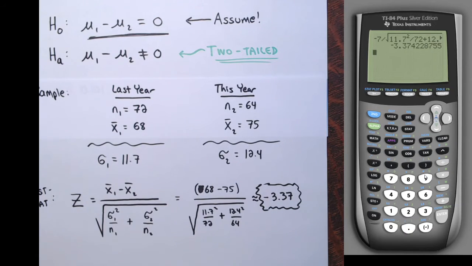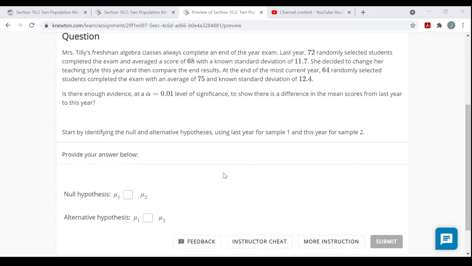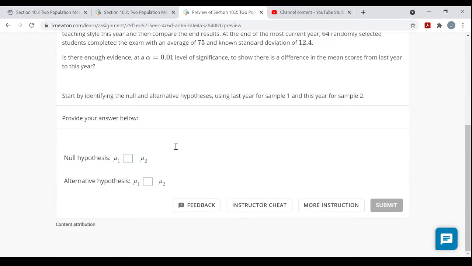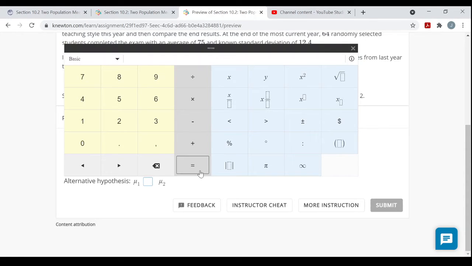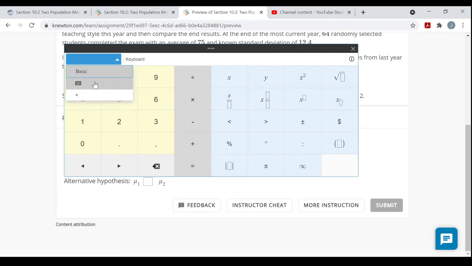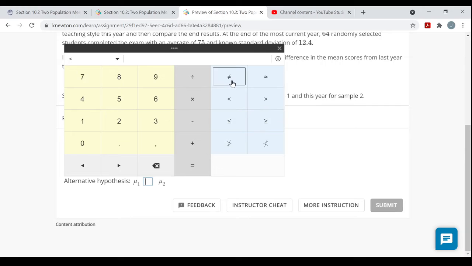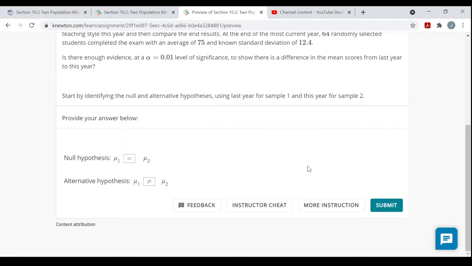All right, so I'm kind of getting ahead of myself here. Let's go back to the assignment. Now, the first thing they want is what is the null hypothesis and the alternative. Now, the null will just be that mu1 equals mu2. And as I said earlier, this is where the not equals is. This should be under comparison stuff here. Yeah, there it is. All right. So mu1 is not equal to mu2, right? That there is a difference. So there are the null and alternative hypotheses.